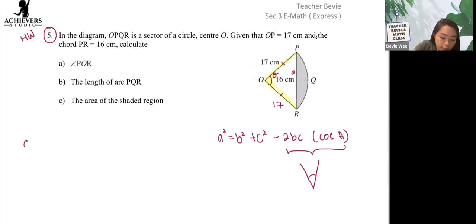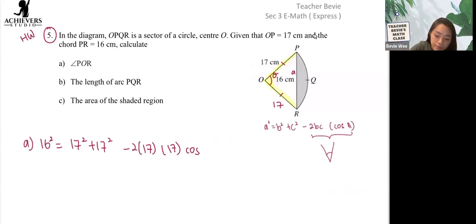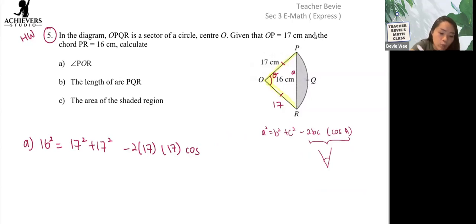Okay, so now I'm going to fit it in. 16 square equals 17 square plus 17 square minus 2 times 17 times 17 cos. Make sure your calculator is in what mode first? Degree mode, okay? Don't change yet. Cos of the angle, I don't know, right? So I'll just leave it as theta. Slowly, help me do the algebraic manipulation.